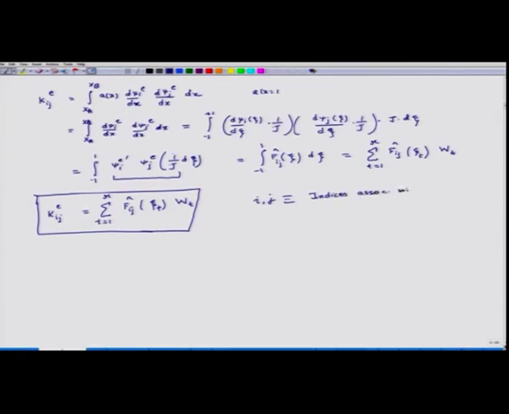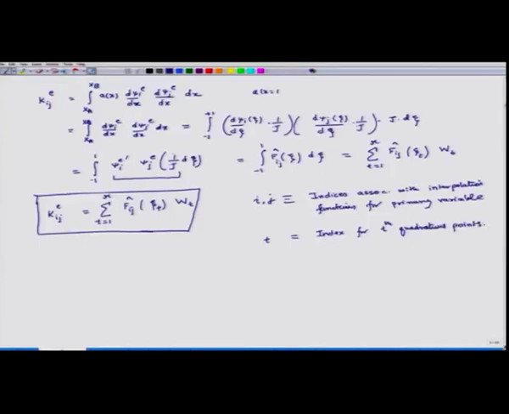So, i, j are indices associated with interpolation functions for what? Is it geometry or primary variable? Functions for the primary variable. It is important to understand. And t is the index for the tth quadrature point.